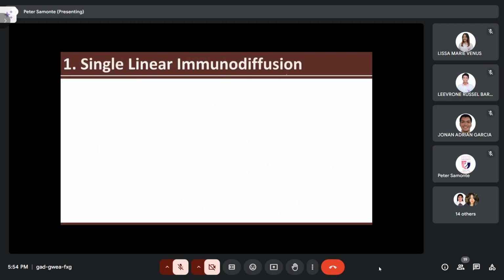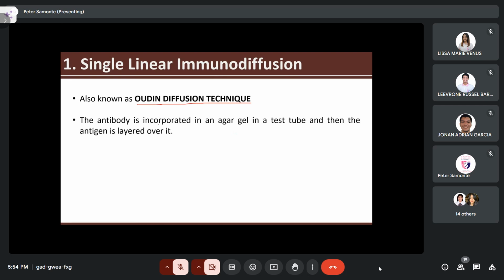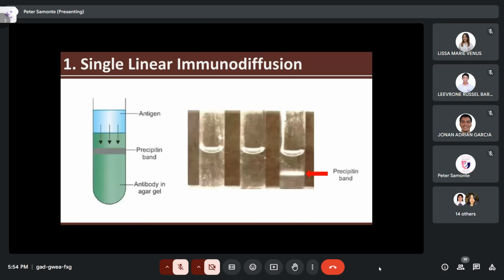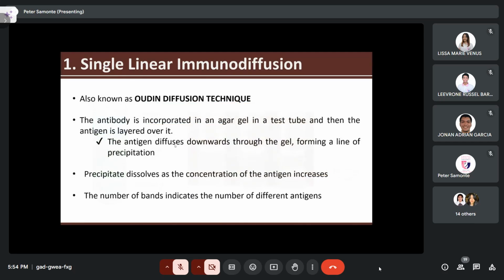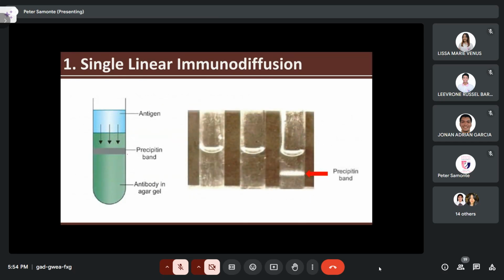Now let's start with the single linear immunodiffusion. Now single linear immunodiffusion is known as your Oudin diffusion technique. The antibody class is incorporated in an agar gel in a test tube, and then the antigen is layered over it. So ito siya. So here you would have your tube. Sa tube nyo class, you would add your media or your gel. In the gel class, it would already contain the antibody. After doing that class, you now add your antigen.